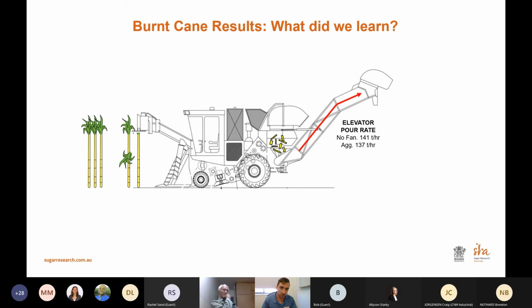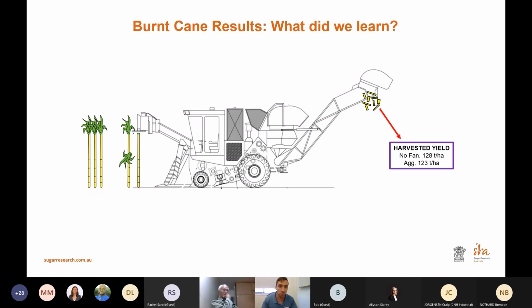Because obviously the change in fan speed, there was a change in elevator pour rate. So from no fan of 141 tons per hour to the aggressive of 137. So what it did show was the no fan treatment delivered 128 tons per hectare compared to the aggressive treatment of 123. Now there's only 14 trials in this data set. I just want to make clear, there's still more work we need to do in burnt cane, but the preliminary results are showing this.